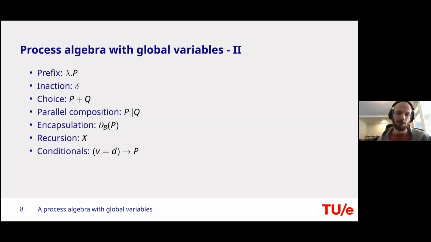We have recursion, so you can have a recursion variable x and accompanying defining equations. And most interestingly, we can have a conditional. So here again, the v is a name of a variable and the d is a data element. So we can use this conditional to specify if variable v has data value d, then we are allowed to do some action from p.